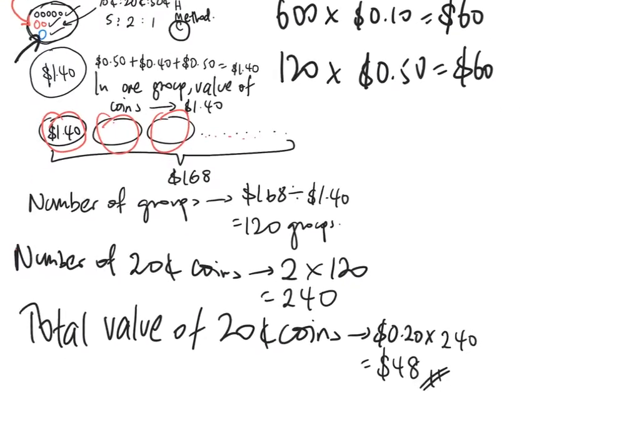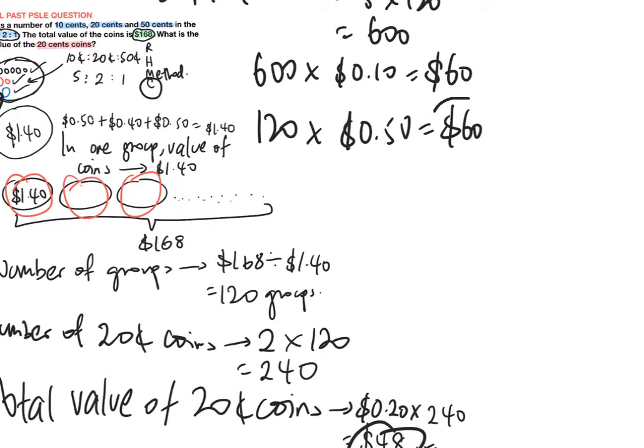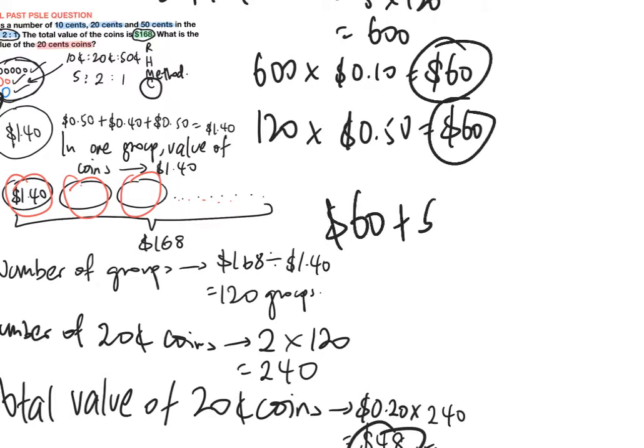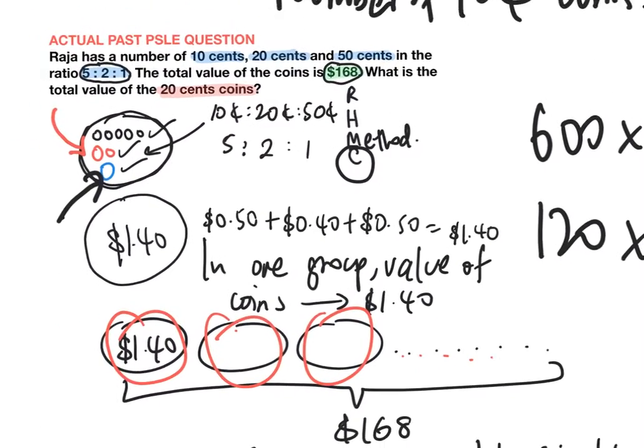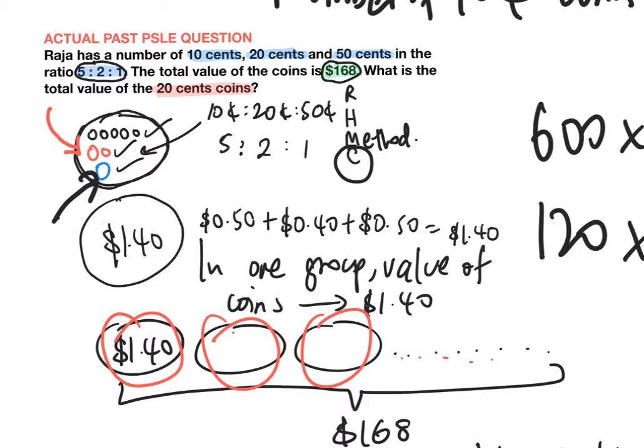And we add up the three. We add up 48, 60, and another 60. 60 plus 60 plus 48. Indeed, we will get a total value of $168, which is the total value of all your coins. So that is how you use RHMC steps. And again, very important, you need to know how to implement the method. Of course before that you need to know how to identify what method to use, and before that you need to be able to analyze the question in order to identify the method.